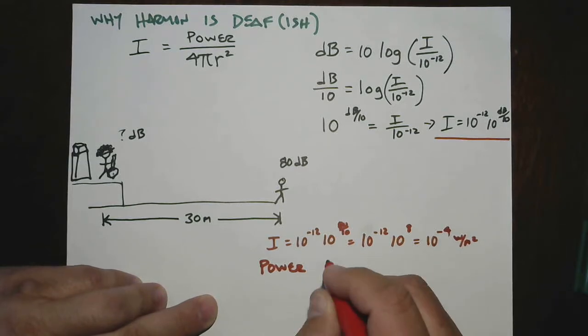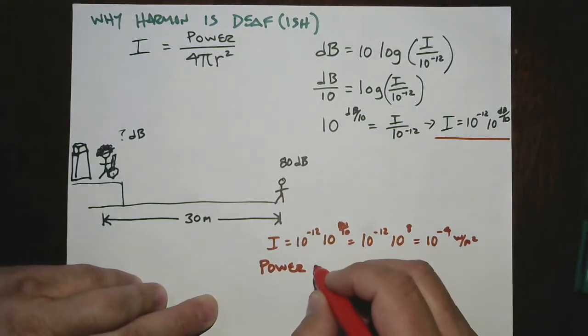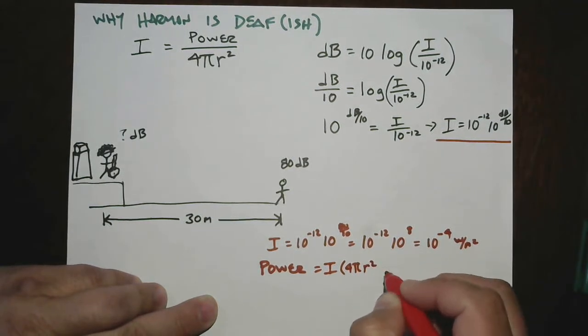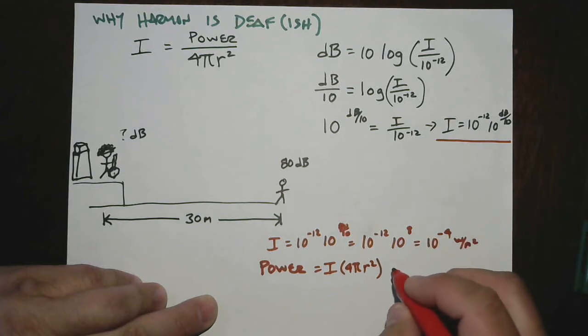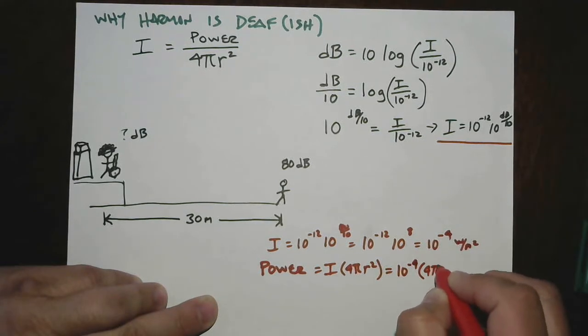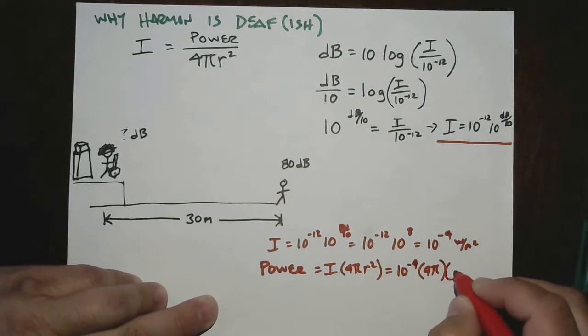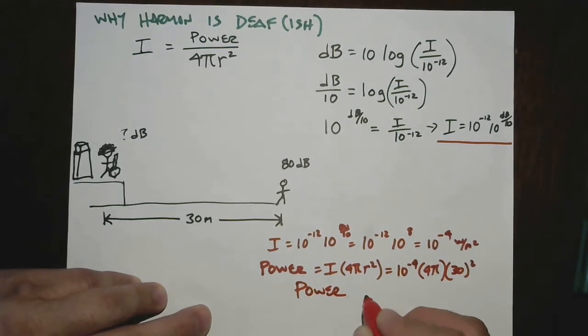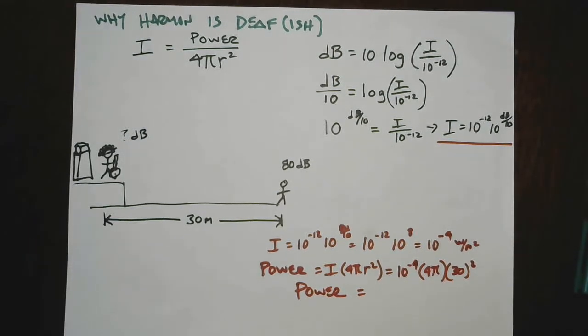Okay, let's do that. That's going to be the intensity times 4 pi r squared. Now, 10 to the minus 4 times 4 pi times 30 squared. The power in the wave, and that's the power at the source, right?